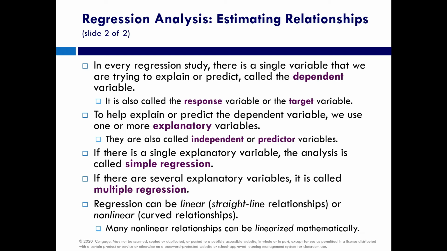If there is a single explanatory variable, the analysis is called simple regression. If there are several explanatory variables, it is called multiple regression. Regression can be linear, straight line relationships, or nonlinear. Many nonlinear relationships can be transformed into linear relationships.